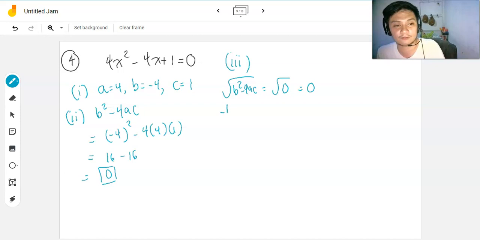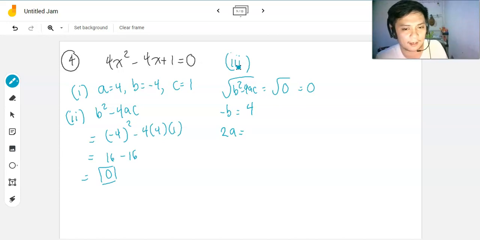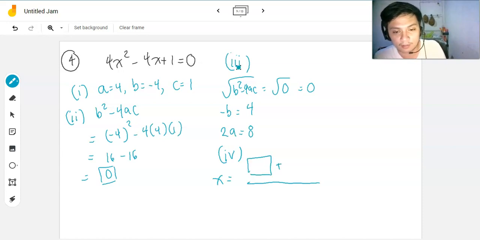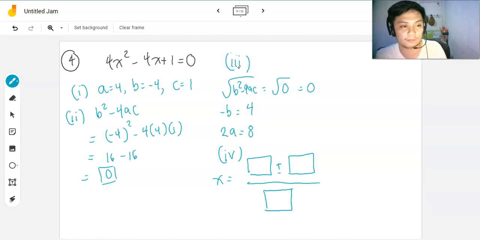Pero ano ang value ng negative of b? That's going to be positive 4. Ang sa 2a, 2 times 4, ibig sabihin, 8. So mag-plug in na tayo agad. So step 4 yon. So we have x equals, mahabang fraction bar, first box, plus or minus sign, another box, and then pangatlo. So what do we put in the first box? Yung negative of b natin, which is 4. Tapos yung second box natin, para yan yung sa 0. Square root of the discriminant. And then dito sa baba, yung 8.